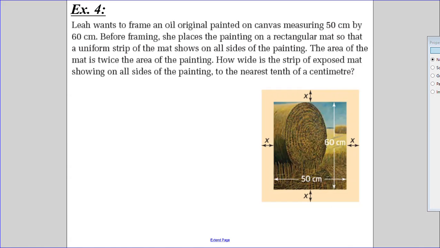Notice how the x is equal distance, so it's perfectly centered. The area of the mat is twice the area of the painting. That's going to be very important moving forward here. How wide is the strip of the mat exposed, showing on all sides? So basically it's asking, what's x in this case? We're going to solve this to the nearest tenth of a centimeter.